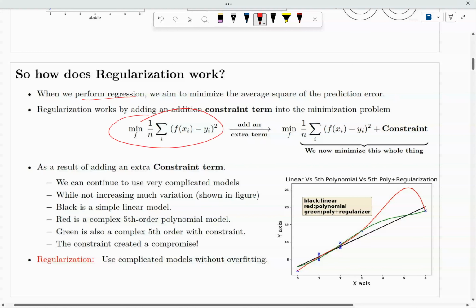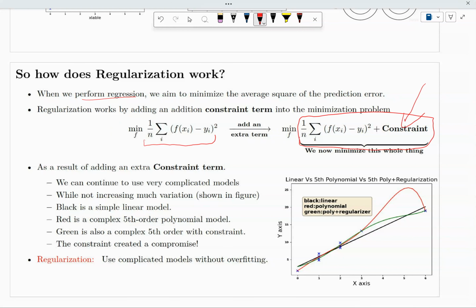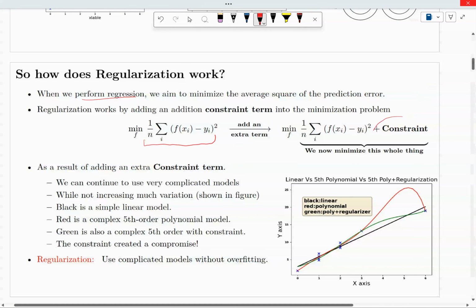When we perform regularization, all we do is add an extra term here. So previously we were minimizing this. Now we're going to minimize an extra term, and this extra term is called a constraint. So we're basically adding a constraint. The result of adding the right constraint is that we can continue to use complicated models while minimizing the variation.